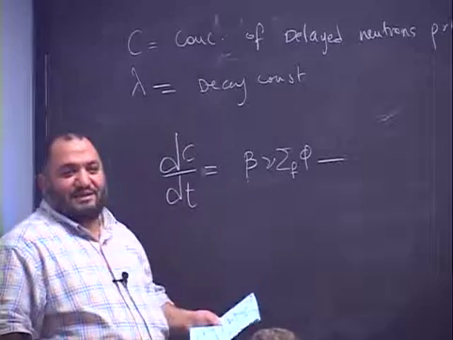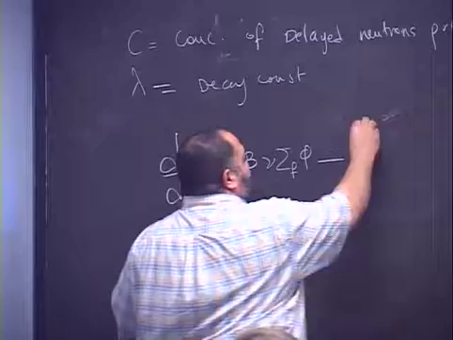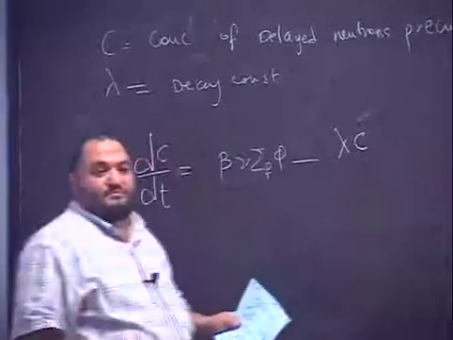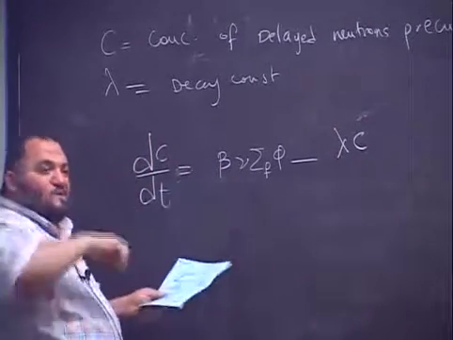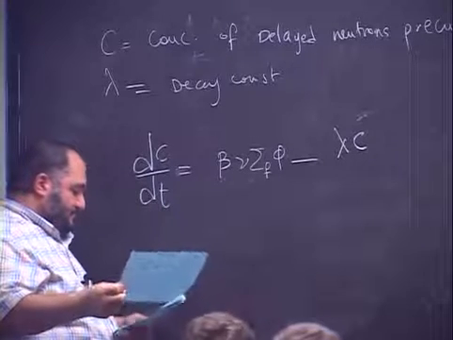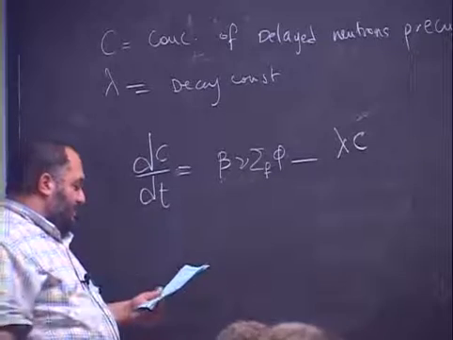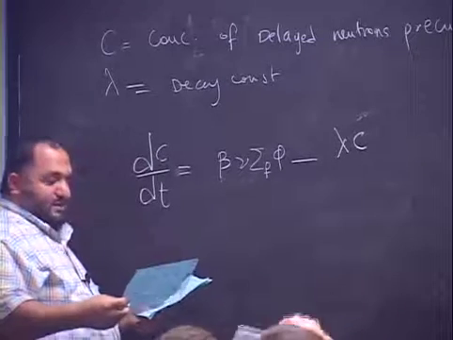Then the losses, in this case, are miscarriages. So it will be lambda C, decay. Yes? So this is the first equation. I will stop here because we already ran out of time. Then next time I will continue.